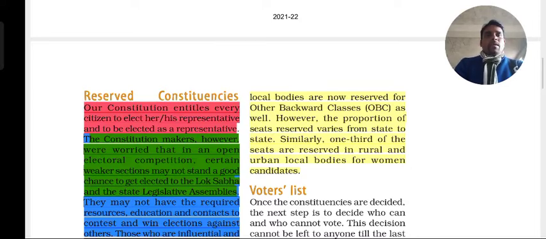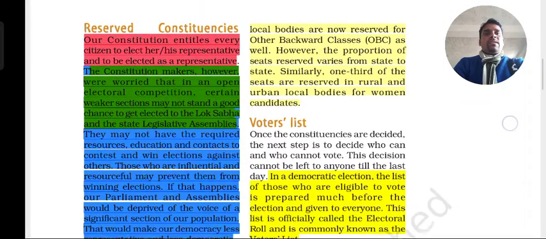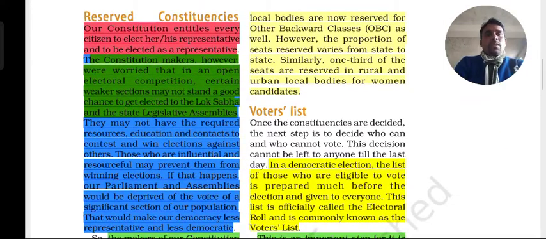For them the government has made certain facilities. That is what is known as reserved seats, which the constitution provides for them. Let us see what they are and to whom the constitution is providing them. They may not have the required resources. Who? The weaker section people that we are talking about.